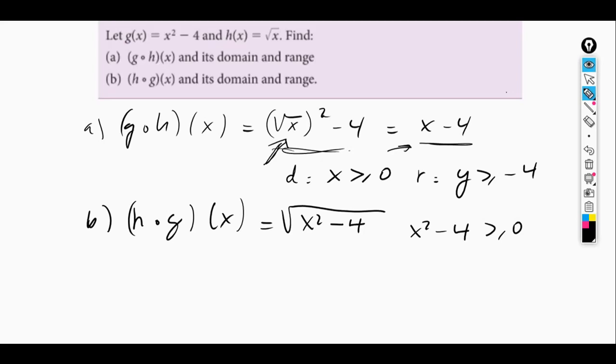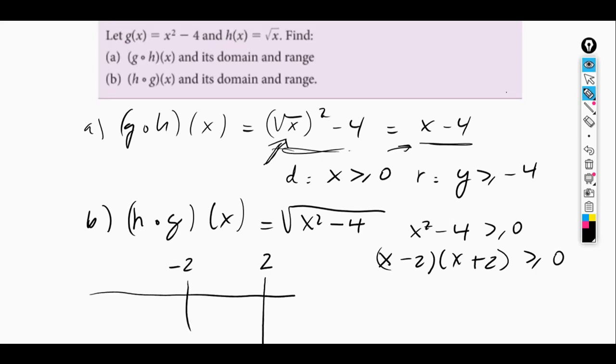So because this is quadratic, we have to express it like this: x minus 2 times x plus 2, greater than or equal to 0. And we're going to get critical points of 2 and -2. So I'm going to write a table of values, -2 and 2. These are the critical points because those are the values that will make this equal to 0, right? But we also have to see where it is greater than 0.